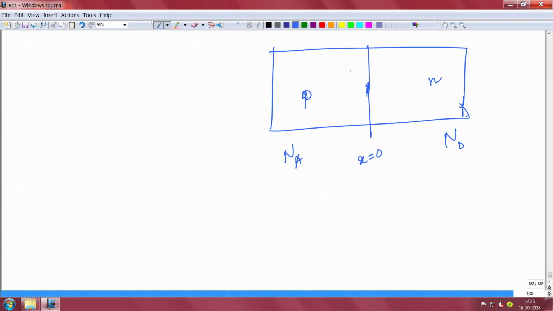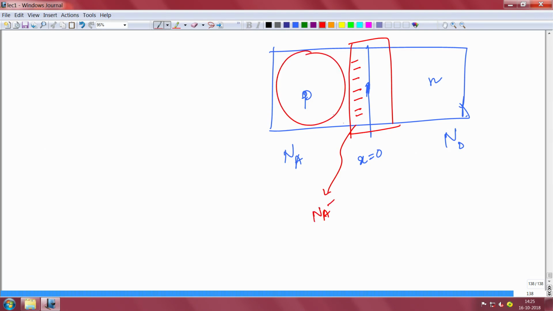Once the holes move from this side to that side and they recombine near the junction, what is left behind here is negatively charged ionized cores, Na minus. This Na minus is also here, but those are balanced exactly by the holes that are there. Similarly, there are Nd plus here, but those Nd plus are balanced by electrons that are here. So, it is all in equilibrium anyways.